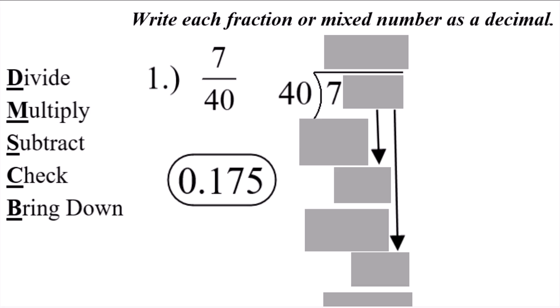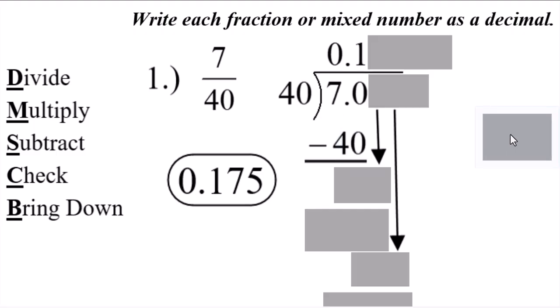Let's take a look at two examples that are already typed up for you on your notes. So we put the 7 on the inside and we're dividing by 40. And we ask ourselves, how many 40s can divide into 7? Well, it can't. So put a decimal point and then a 0 and then try again. How many 40s go into 70? One of them. Now notice I bring the decimal point up. 1 times 40 is 40. And then I subtract, next step, and I get 30.